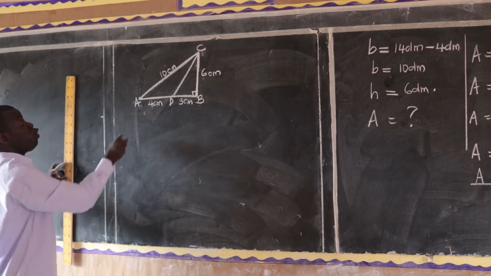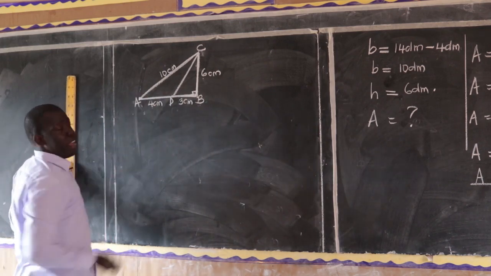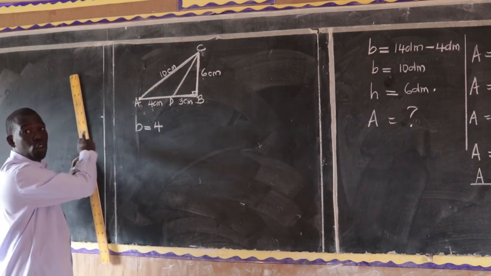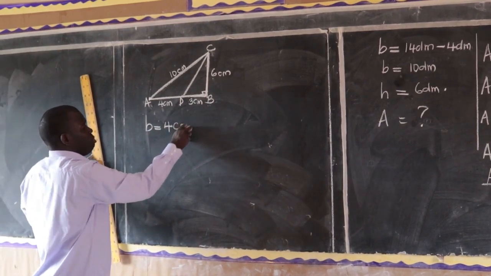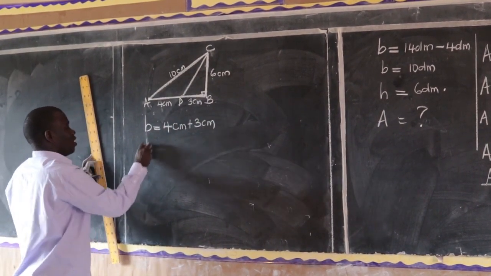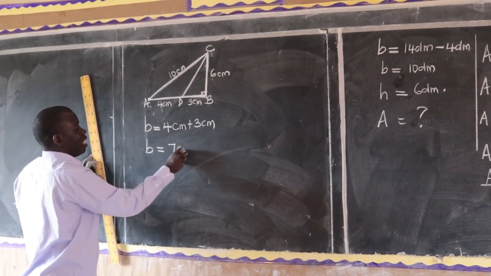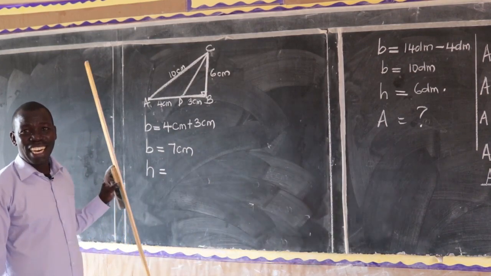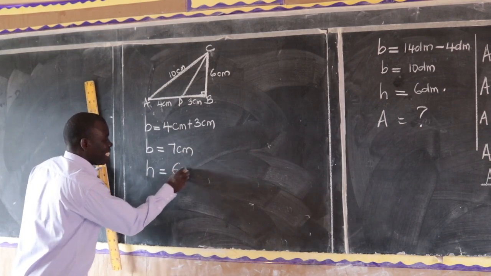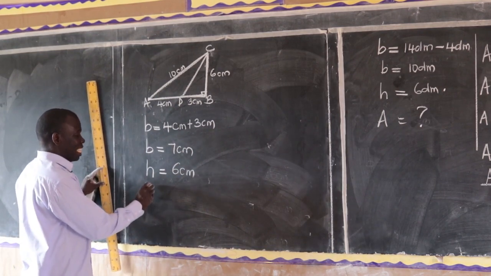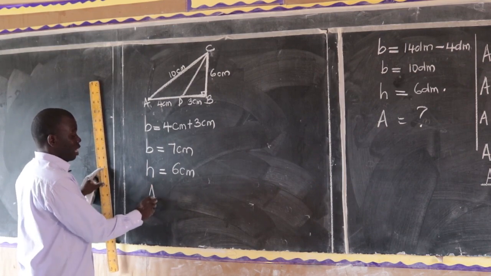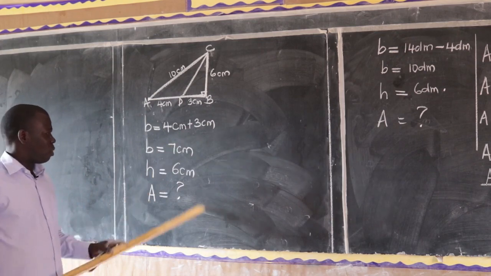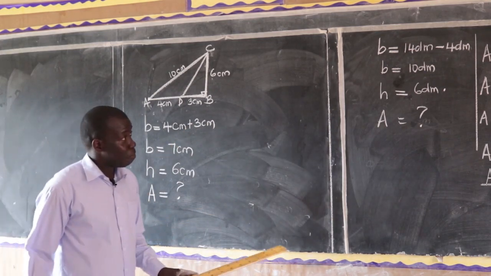So what is the base? Look for it. From A to B is the base. The base is not 4, not 3, but we are going to join this and say 4 centimeters plus 3 centimeters. So what is our base this time? It is 7 centimeters. The height is it 10? No, it is 6 centimeters. So the height is 6 centimeters. What does the question want us to do? To find the area. I think I want to leave that there. Who cannot complete this? I know everybody can do that.